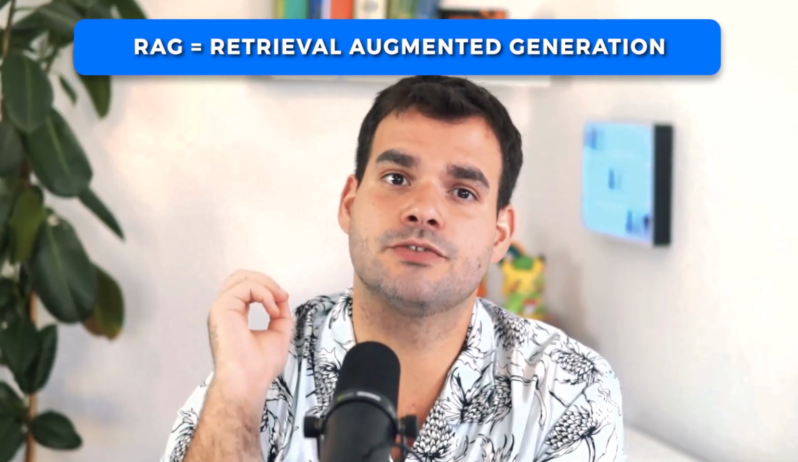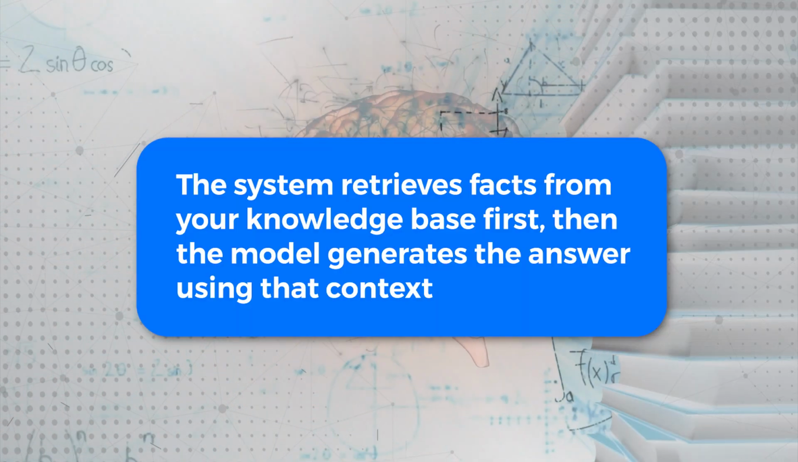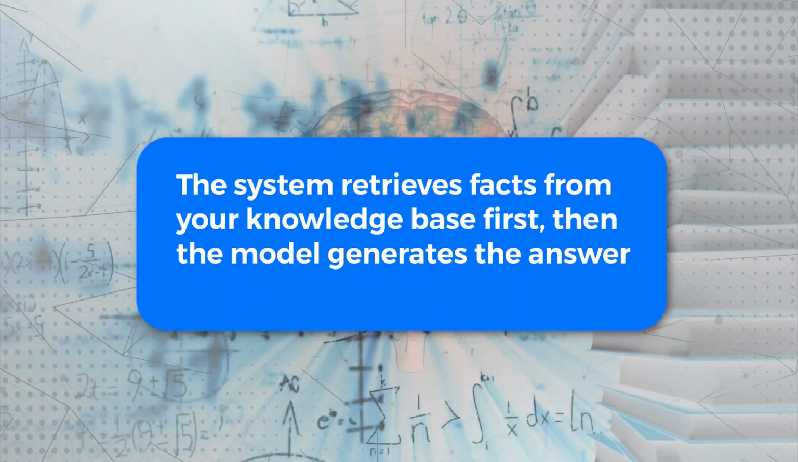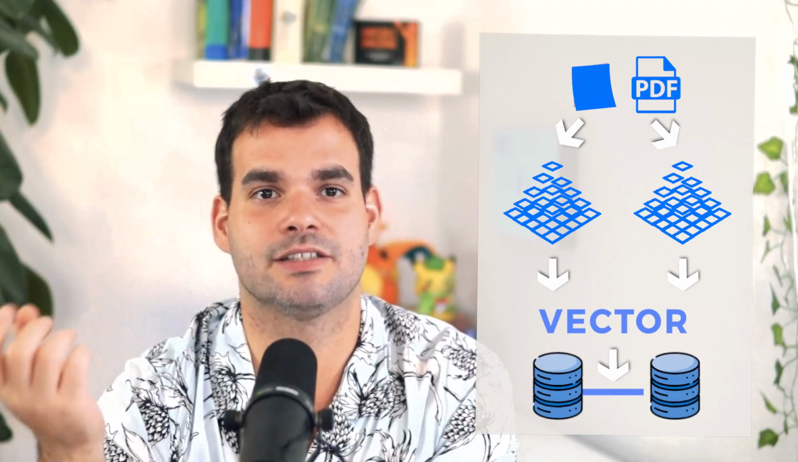Now, let's talk briefly about RAG, which is a very popular area in AI, and it's also an AI workflow. RAG stands for Retrieval Augmented Generation. Translation, the system retrieves facts from a knowledge base first, and then the model generates the answer using that context. 2 phases here. The build phase, so we load the documents, PDFs, notes, web pages, anything. The system is going to split into chunks, turn each chunk into a vector, and store those vectors in a searchable database. In other words, that is basically your knowledge base.